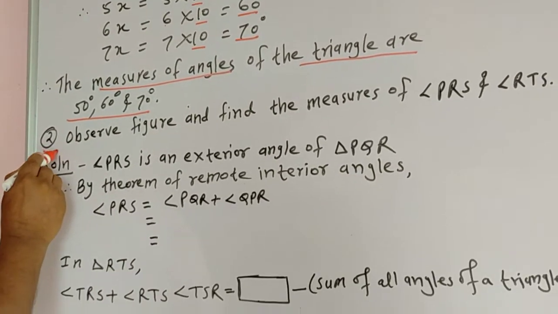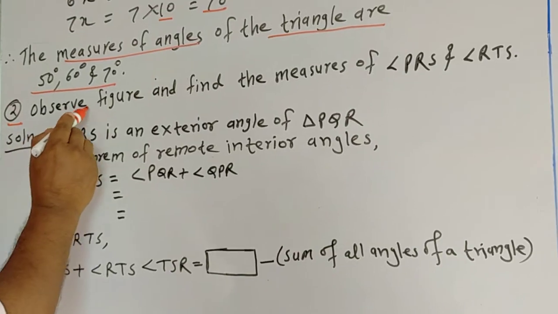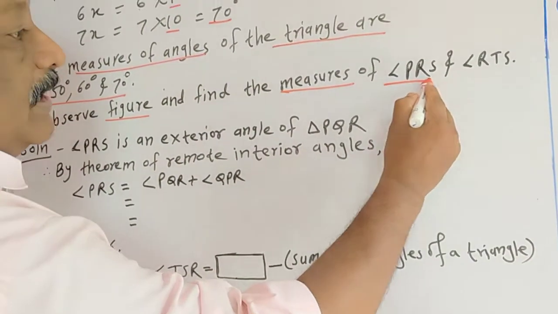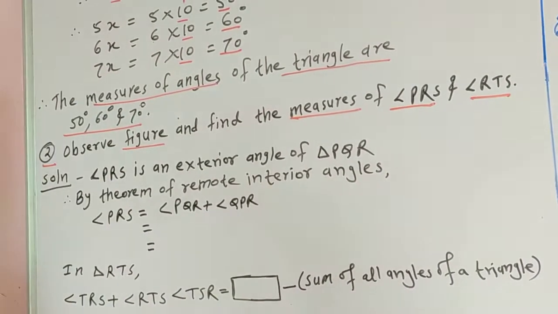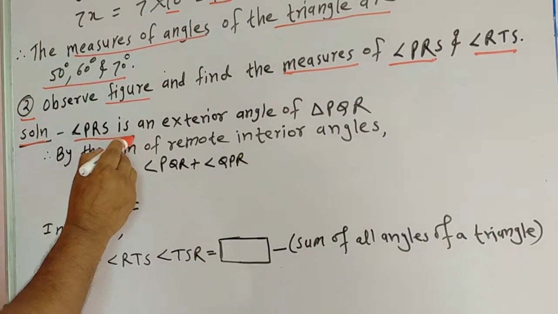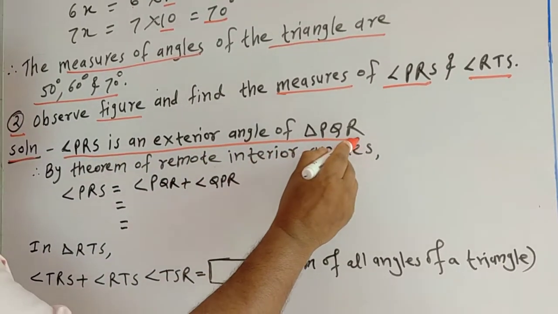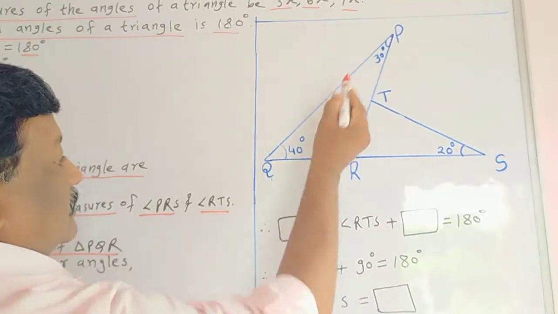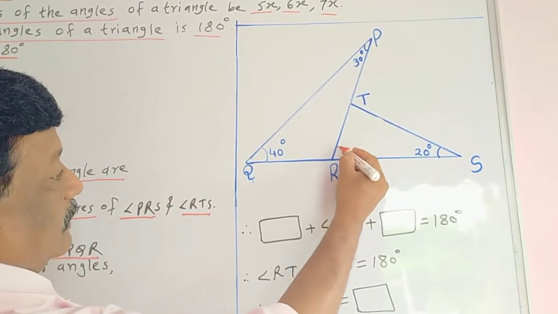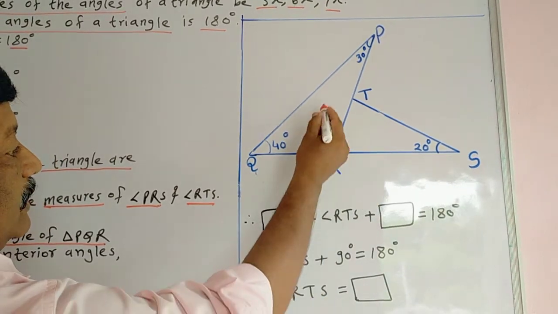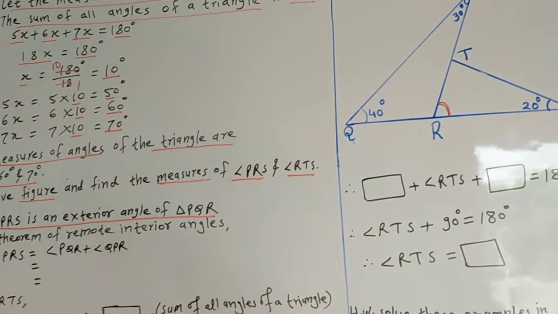Now second example: observe the figure and find the measures of angle PRS and angle RTS. Solution, angle PRS is an exterior angle of triangle PQR. You see this figure here. Given triangle is PQR and here is angle PRS, which is an exterior angle of triangle PQR.